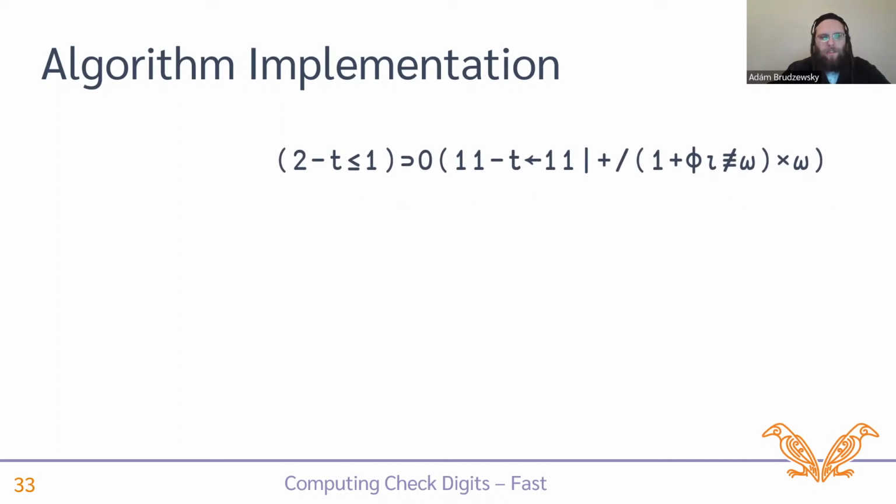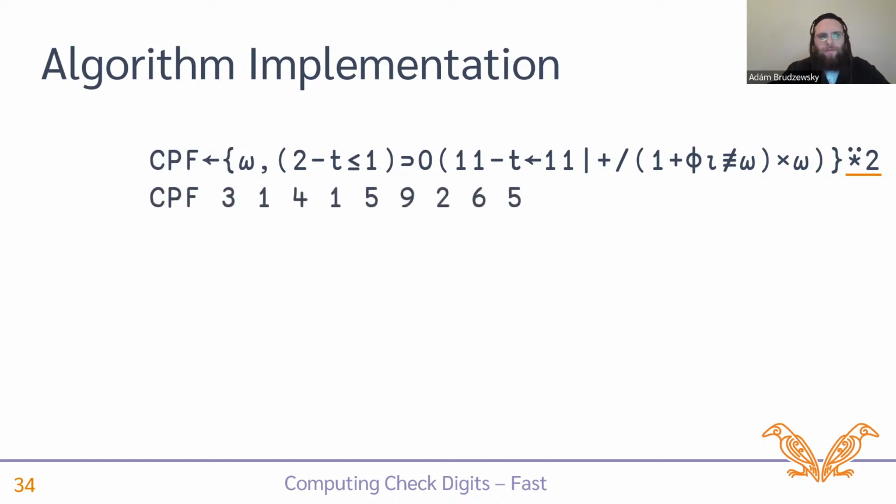This is a check digit. So we concatenate the original digits in front of that, and this appends a single check digit to the input. So we apply that twice to compute both check digits. And that concludes our definition of the CPF function. Let's try it out. And we got the remaining digits here.